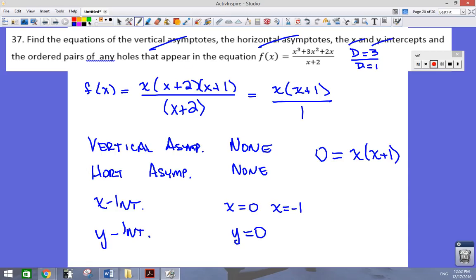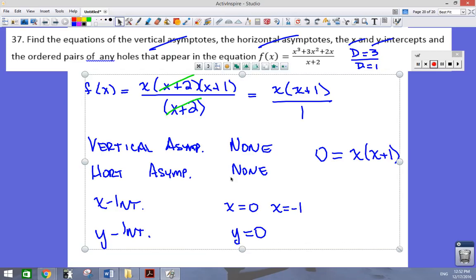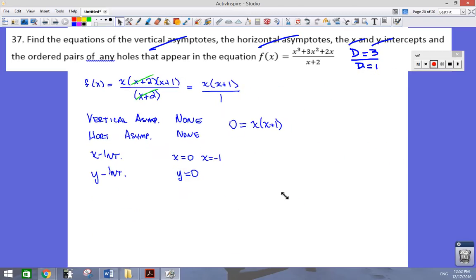So we do have a hole in the graph because we had this factor of x plus 2 cancel. So let's see what the coordinates of the hole are.